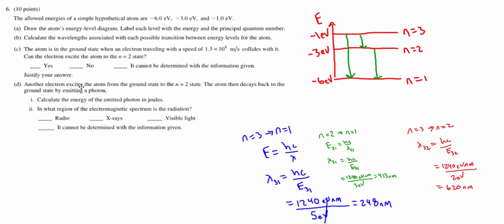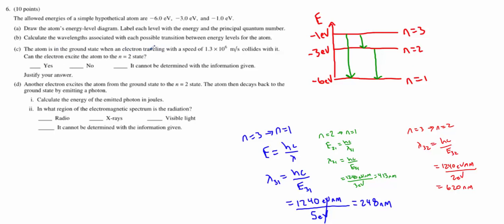Alright, C. The atom is in the ground state. When an electron traveling with a speed collides with it, we want to know if it can excite the atom to the n equals 2 state. Now, most often in my classes, I talk about a photon coming in and hitting an electron and seeing if that electron will absorb that photon to get to the next level. This is actually an electron coming in, and electrons can collide with electrons just as well. So don't let that part trip you up.